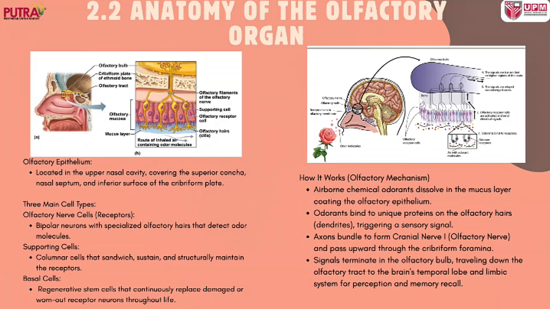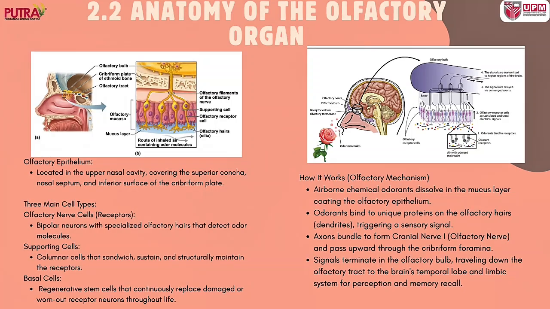When we inhale, airborne chemical molecules dissolve into the nasal mucus layer and bind to receptor proteins on the olfactory hairs. This triggers a nerve impulse that travels up through the tiny holes of the cribriform plate via cranial nerve 1, the olfactory nerve. The signal reaches the olfactory bulb and travels down the olfactory tract to the brain, directly targeting the olfactory cortex in the temporal lobe for conscious perception, as well as the limbic system for emotional and memory responses.